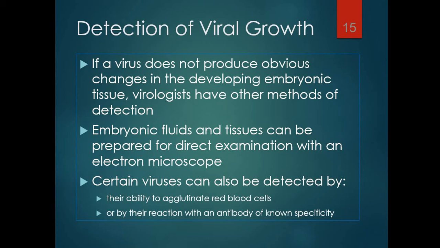Detection of viral growth. If the virus does not produce obvious changes in the development of embryonic tissue, virologists have another method of detection. Embryonic fluids and tissue can be prepared for direct examination with an electron microscope. Certain viruses can be detected by their ability to agglutinate red blood cells or by their reaction with antibodies of known specificity.